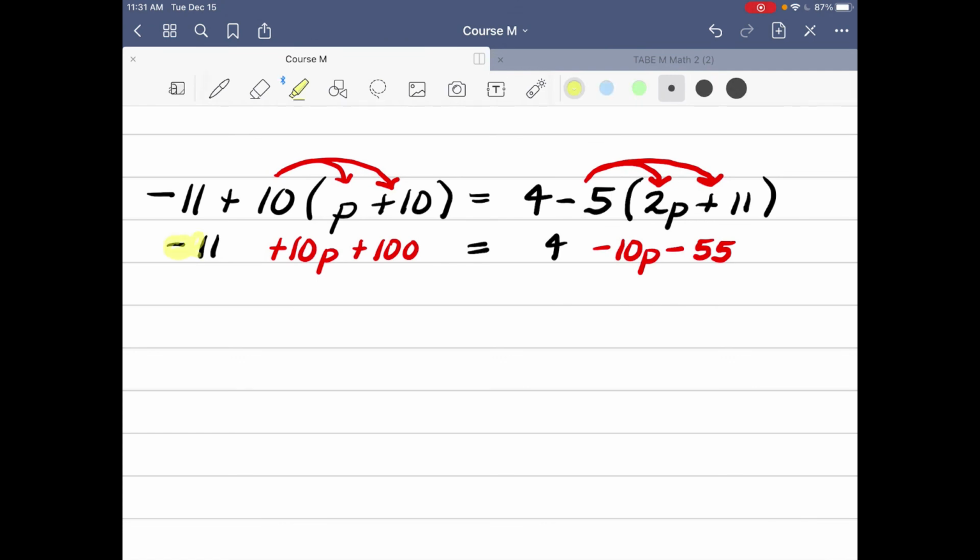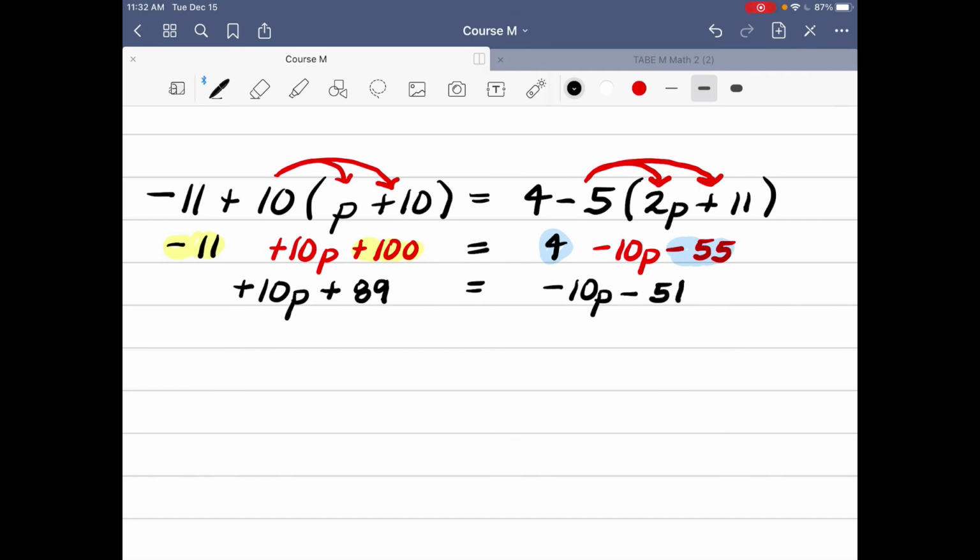Let's combine like terms. Let's get this negative 11 and this positive 100 to make 89. And then you've got that 10p out there. You can keep the positive if you want to. And then on this side, I need to combine my 4 and my negative 55. So that becomes negative 10p minus 51.